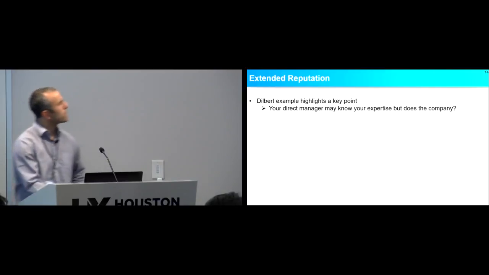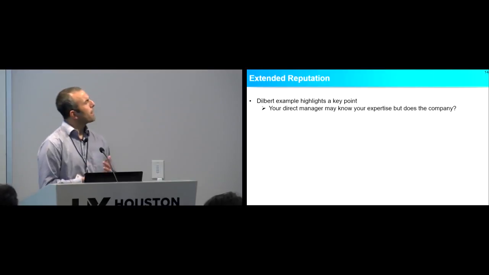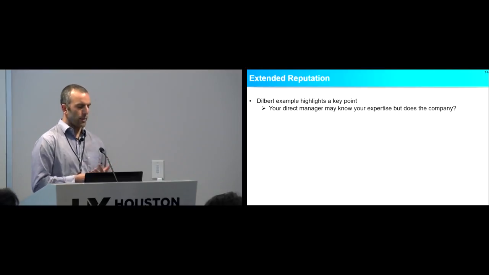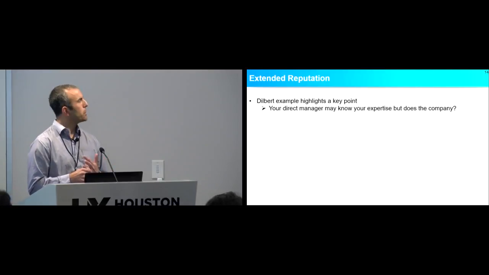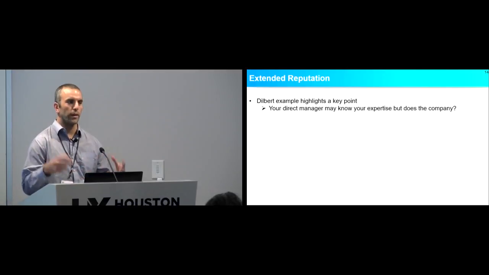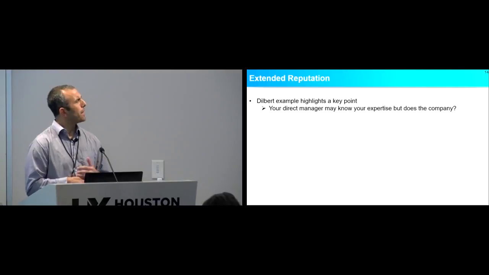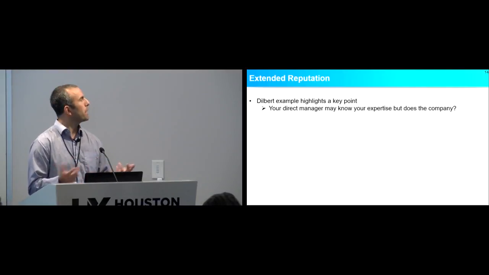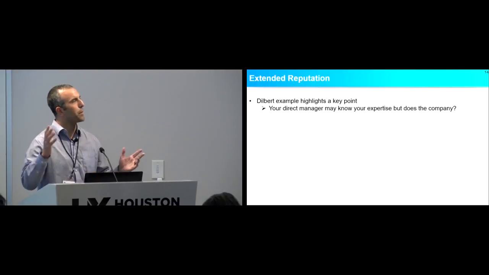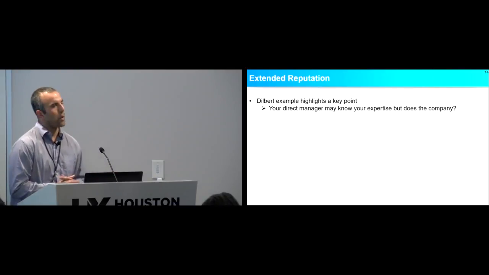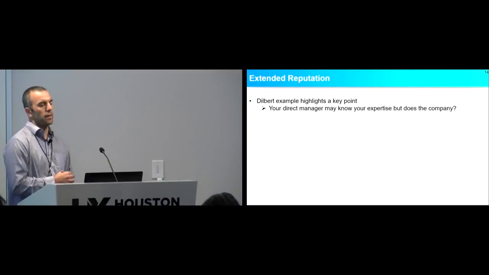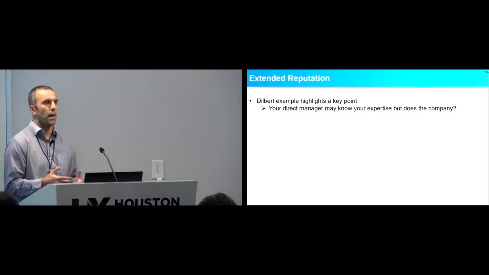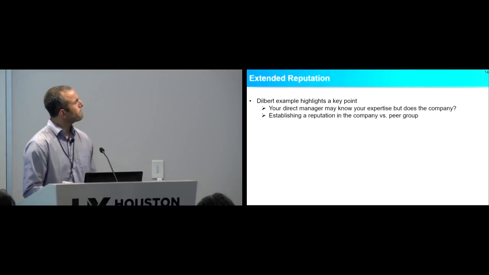So one of the things we're trying to say now is, in the Dilbert example, his direct supervisor kept him around because he knew that he was the person that knew this one critical piece of information. But does the rest of your company know that you're that knowledge guru? Maybe not, right? And does someone way high up in management know? So you're probably way better off demonstrating your knowledge to as many people as possible so you can establish yourself as a knowledge leader.